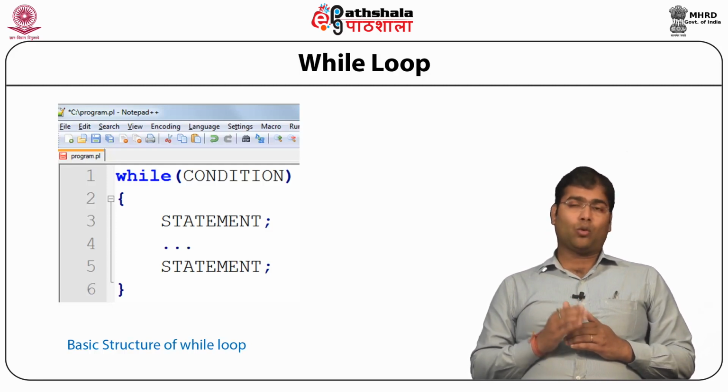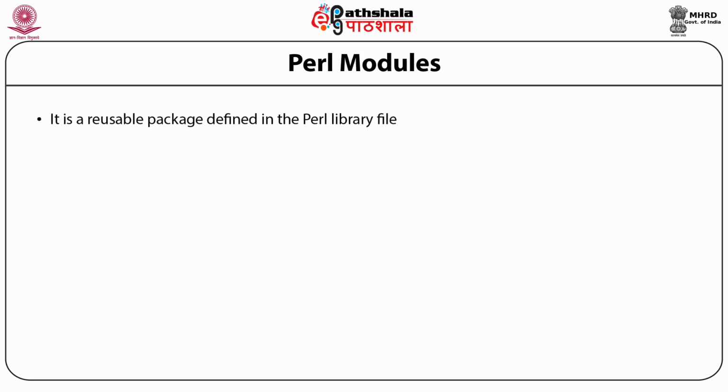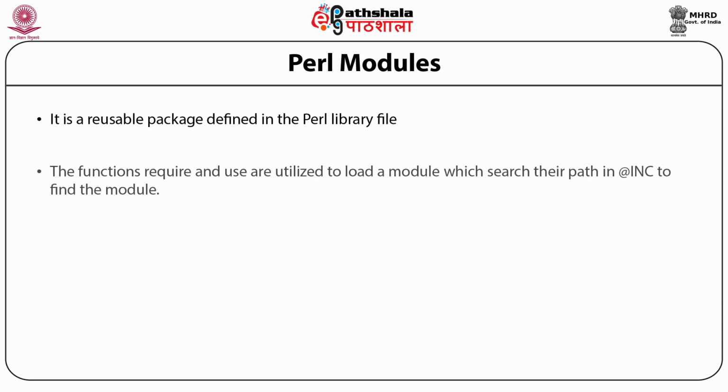Perl modules are reusable packages defined in Perl library files. To load these packages, two functions are there in Perl, namely require and use. They search for the module in the INC array of the Perl library. If it is not available, it gives an error message. So, before loading a Perl module, we need to install the Perl module in the Perl library. That will be discussed in a coming slide.